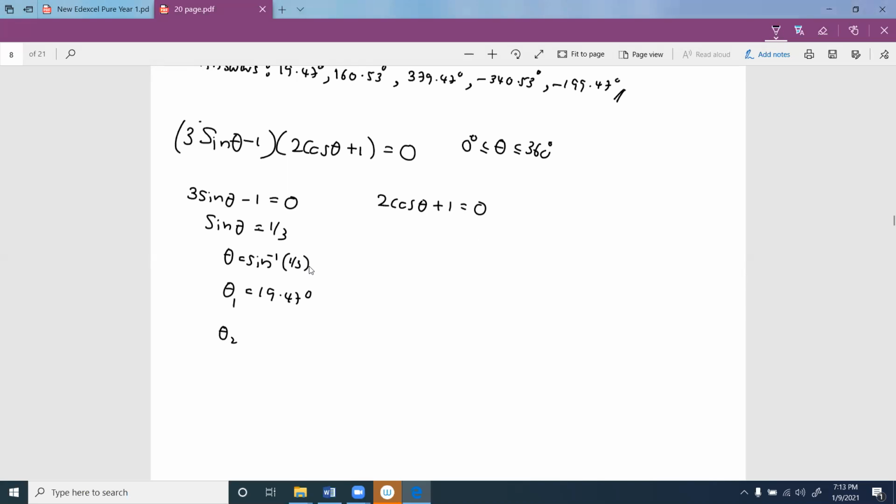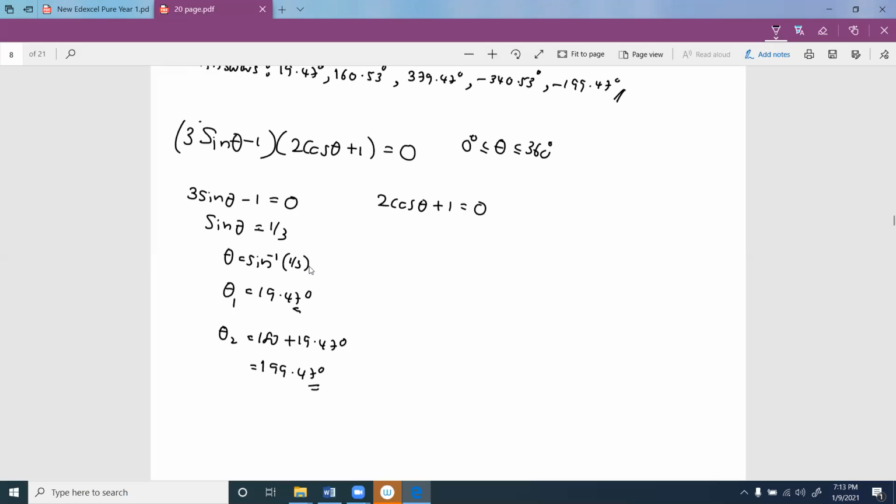The second angle is 180 plus 19.47, which is 199.47. 199.47 is the second angle. So all these answers are okay. You cannot go ahead with 360 plus, because the maximum value given here is 360. So there is no need to work out with 360 plus.